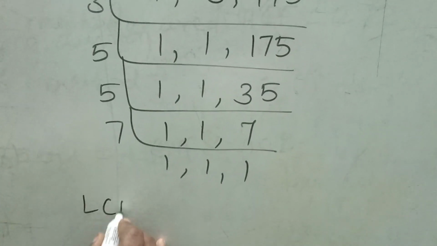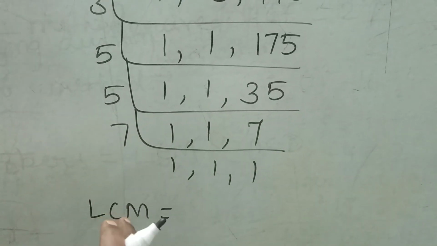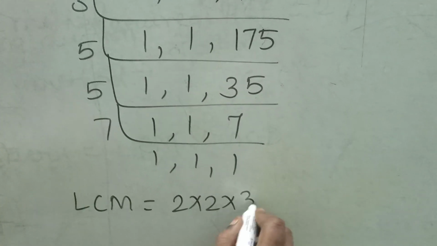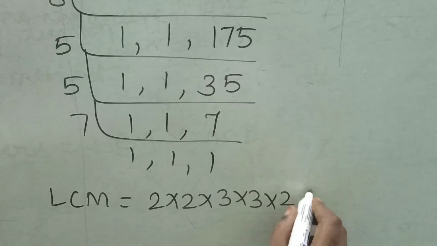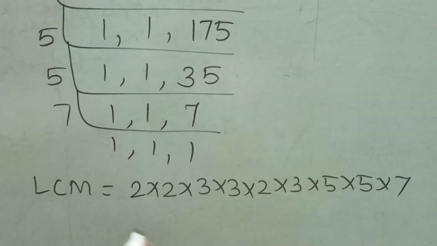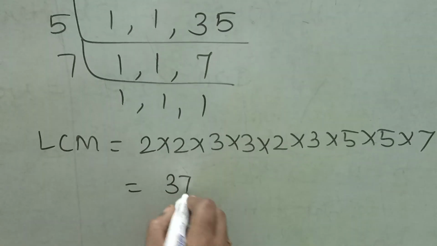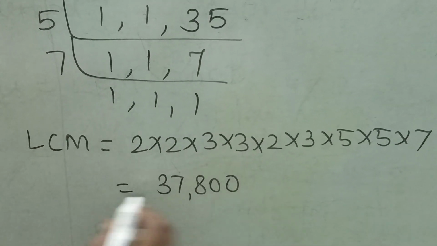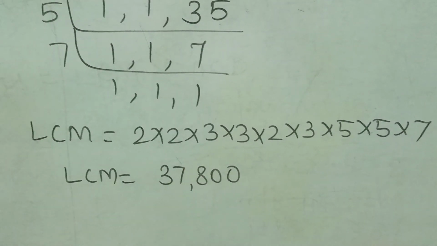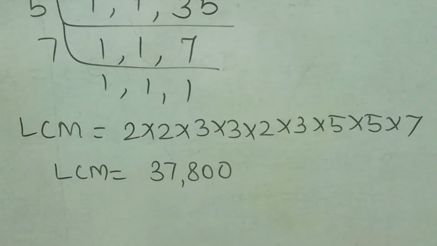Therefore LCM is equal to, write the numbers fully: 2 into 2 into 3 into 3 into 2 into 3 into 5 into 5 into 7. Multiply all the numbers. It will give 37,800. This method is known as common division method. The first method is known as factorization method.